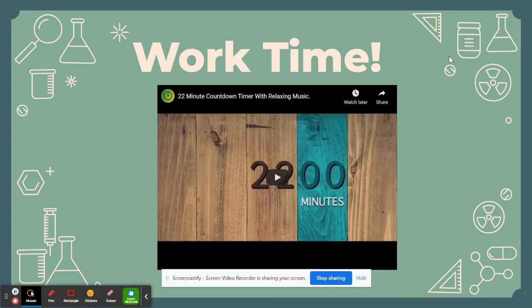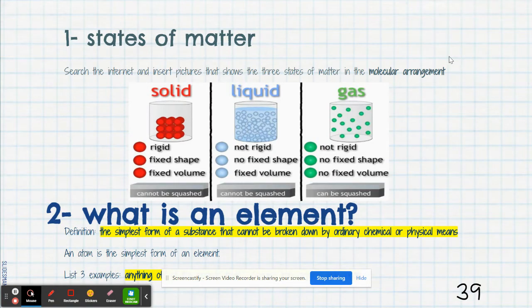Welcome back. States of matter: here we want to make sure we're looking at the molecular arrangement. Here we have solids, which are rigid, they have a fixed shape and volume. Liquids are not rigid. They do not have a fixed shape, but they do have a fixed volume. It's important to note that liquids will take the shape of whatever container they're in. And then a picture there of the molecular arrangement of gas. Again, not rigid, not a fixed shape or a fixed volume.